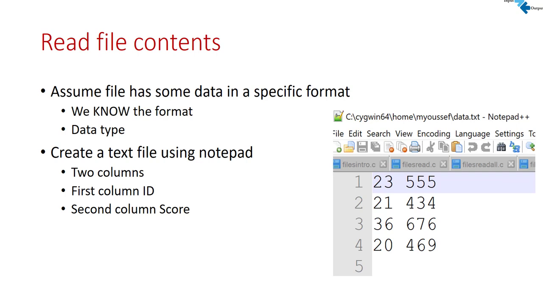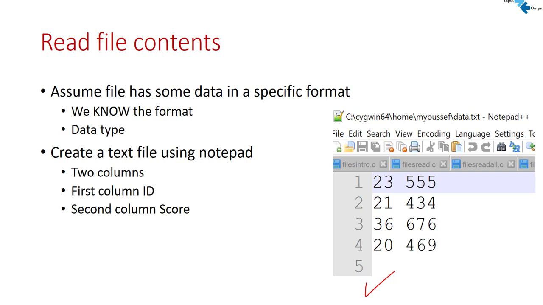So compiling and running will never create a file to read, right? So in this case, you have to have your file, which in this case, I have a file here named data.txt, and the file has 2 columns. The first column has an ID, the second column has a score, and now I want to read from this file.